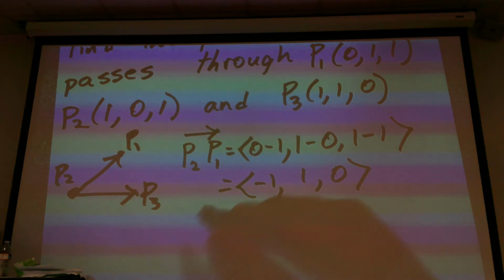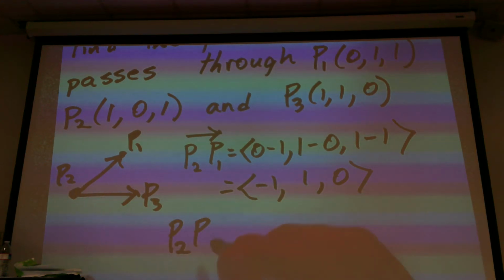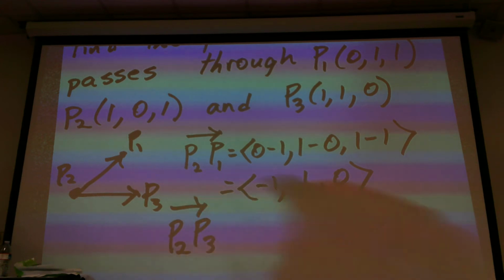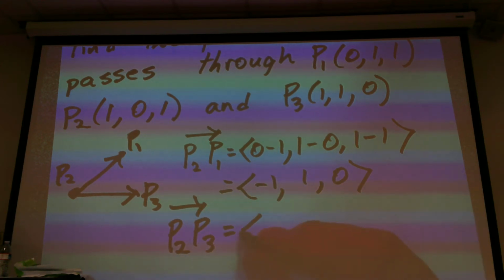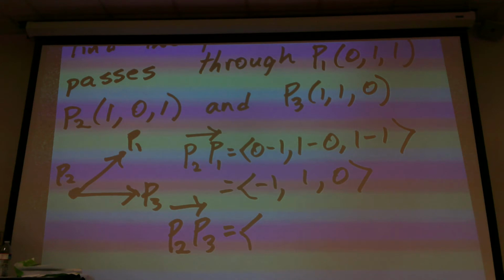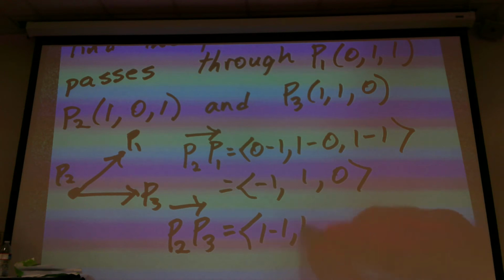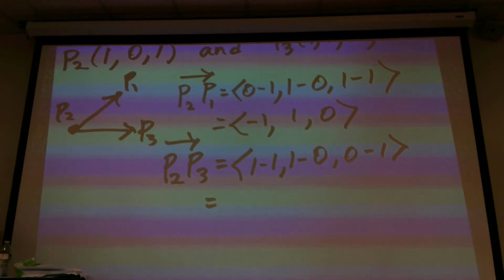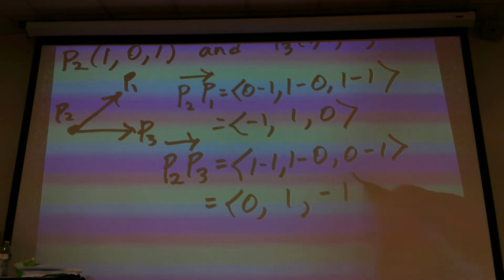Okay. Now let's say we had the other vector of P2, P3. Okay, so terminal point minus initial point, that will come out to be 1 minus 1, 1 minus 0, and then 0 and 1. That would come out to be 0, 1 minus 0 is 1, and then 0 minus 1 would come out to be negative.